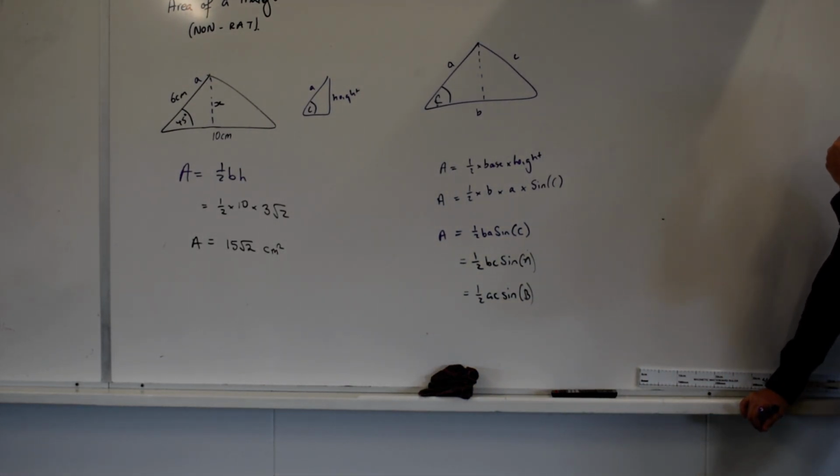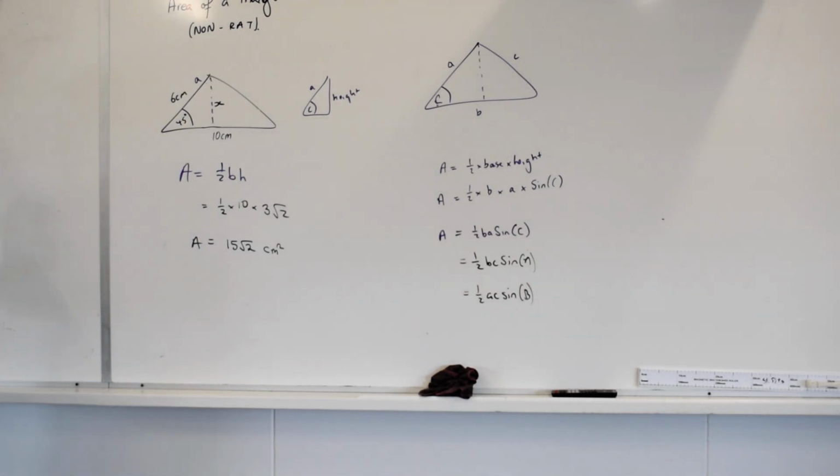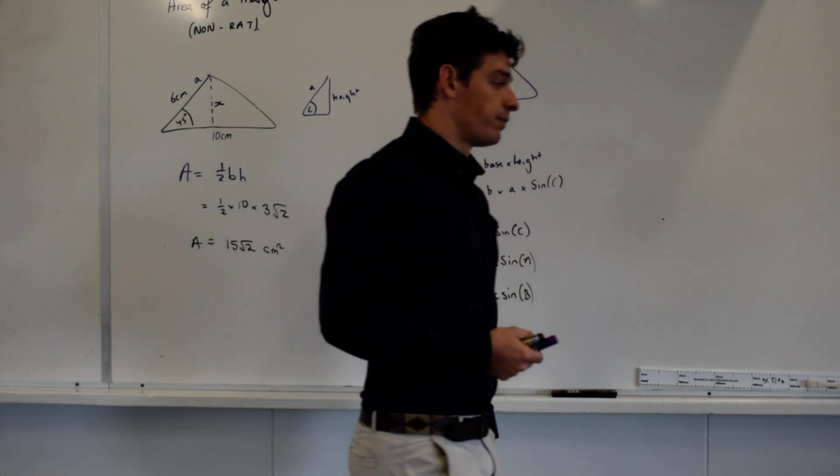So that's our area of a triangle. We won't need a lot of time on that because it features in our formula sheet. So on the off chance that pops up, my advice would be just note that it's in your formula sheet. It even says area of a triangle.